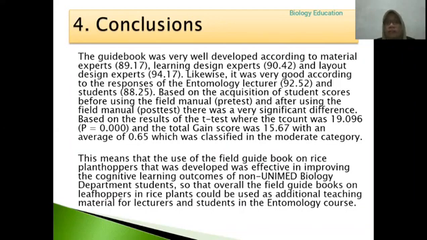Based on the comparison of the student score before using the field manual or pre-test and after using the field manual or post-test, there was a very significant difference. Based on the result of the t-test where the t-count was 18.096 or p is 0.0 and the total gain score was 15.67 with an average of 0.65, which was classified in the moderate category.